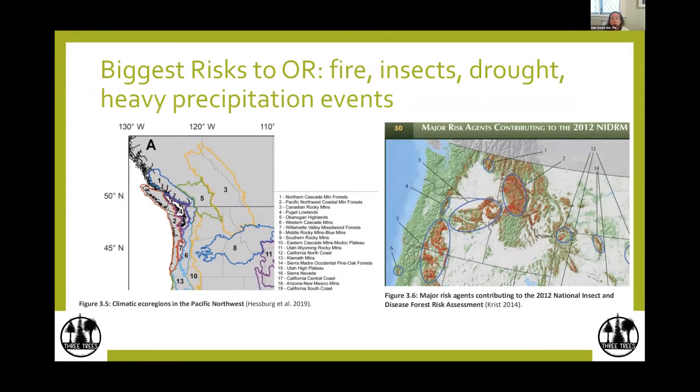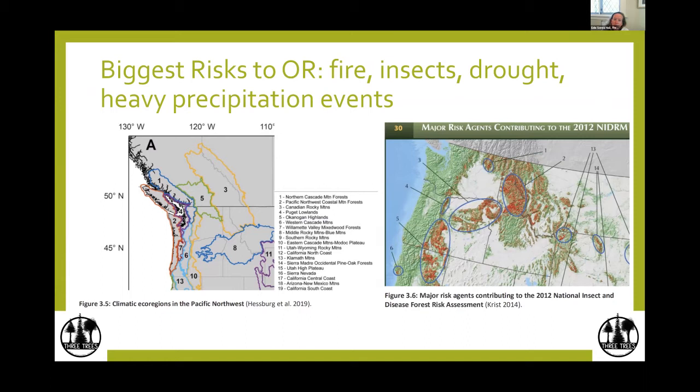The biggest risks in Oregon are fire, insects, drought, and heavy precipitation events. Has anyone experienced any of these in the last few years? Remember, you can't pin a single event on climate change, but together the increases really make these events more likely.